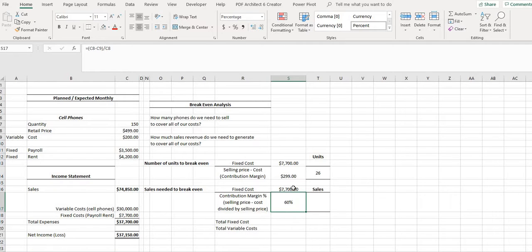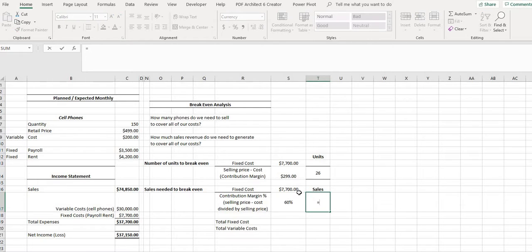So now in order to calculate the total sales that we'll need to achieve, we'll simply take our fixed cost and divide that by our contribution margin percentage. So based on that, we need to generate at least $12,850 to cover all of our costs.